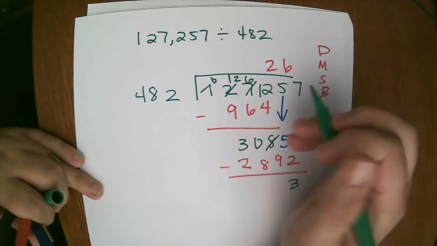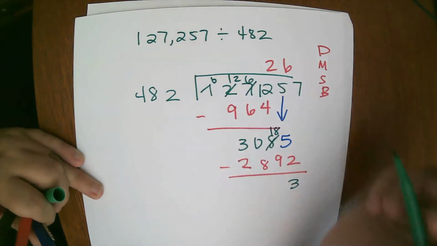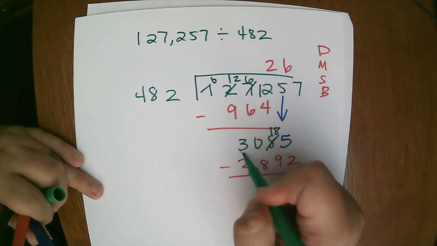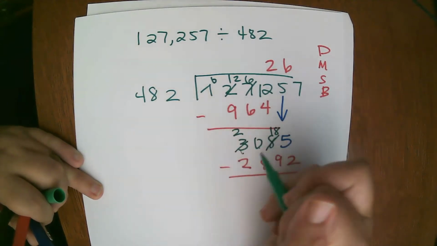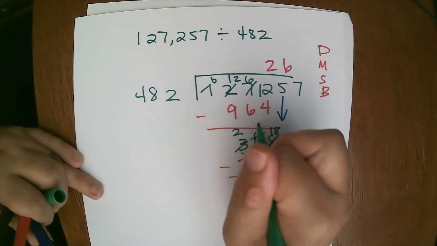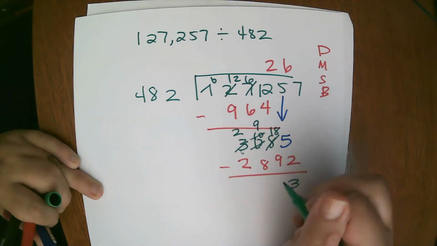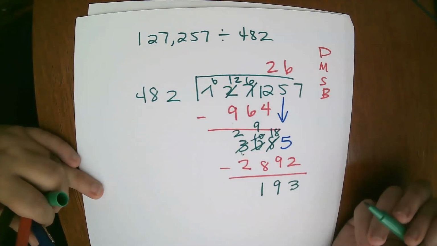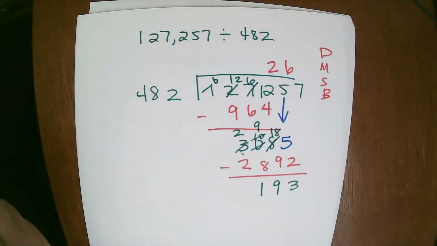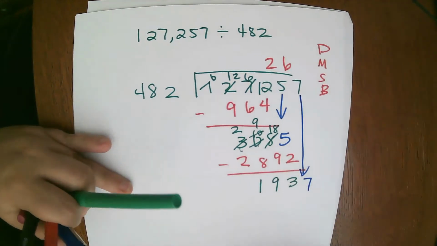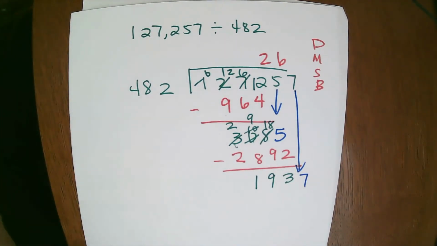5 minus 2 is 3. Let me use my green pen. 8 minus 9, can't do it, right? This becomes 18. All right. So I can't even borrow from this guy, right? So then I have to take from the 3. So the 3 becomes a 2. This becomes a 10. And then I can give to the 18. So that becomes a 9. So 18 minus 9 is 9. 9 minus 8 is 1. 2 minus 2 is nada. So we have 193, and then we have to bring down the 7.